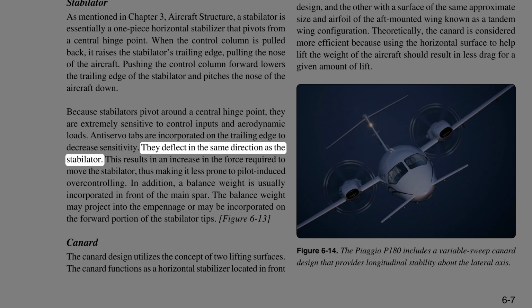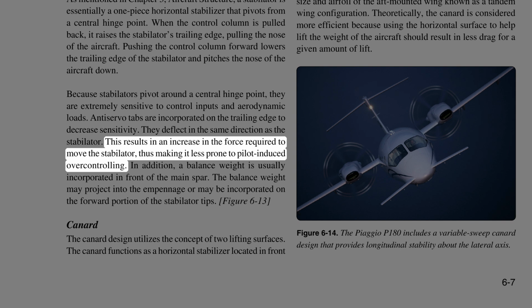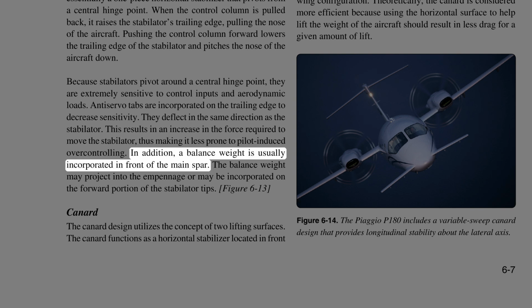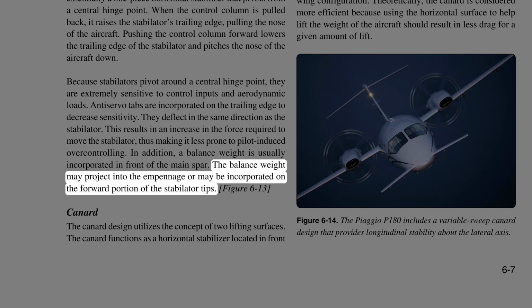They deflect in the same direction as the stabilator. This results in an increase in the force required to move the stabilator, thus making it less prone to pilot-induced overcontrolling. In addition, a balance weight is usually incorporated in front of the main spar. The balance weight may project into the empennage or may be incorporated on the forward portion of the stabilator tips.